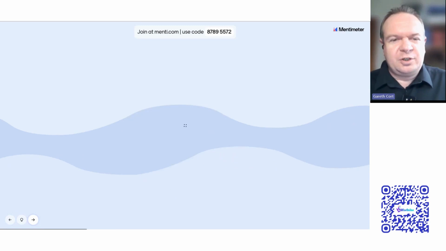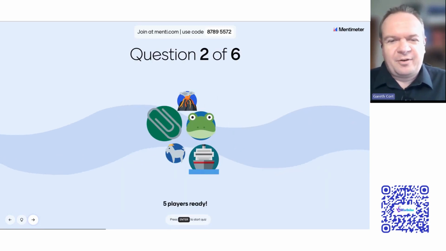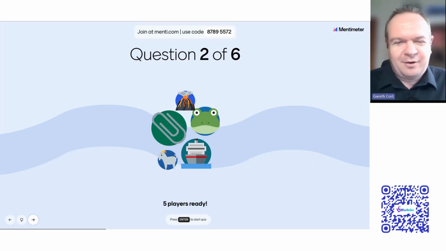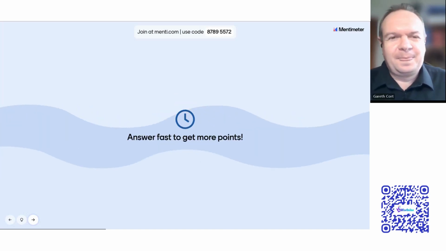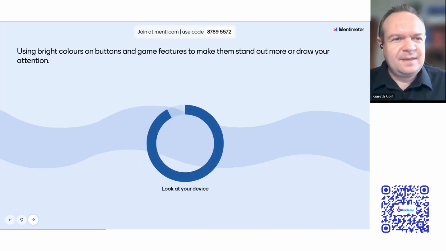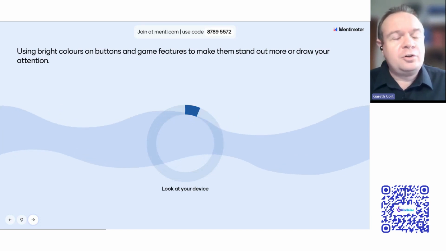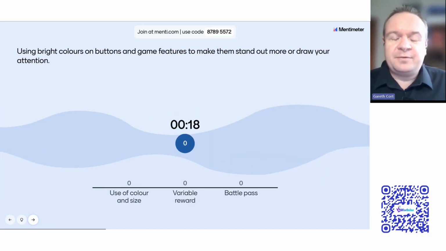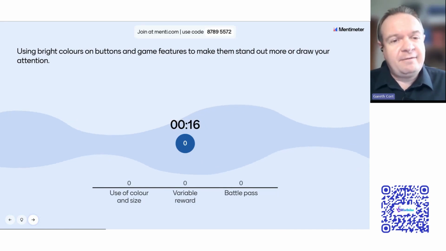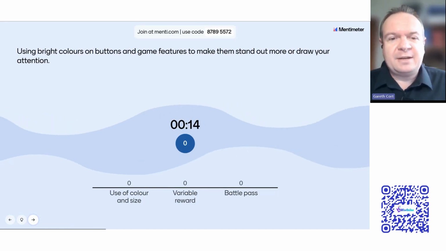Okay, let's move on to question 2. We've got an additional player. Fantastic. Okay, off we go. Question 2. Using bright colors on buttons and game features to make them stand out more or to draw your attention. Is that use of color and size? Is that a variable reward? Or is that a battle pass?